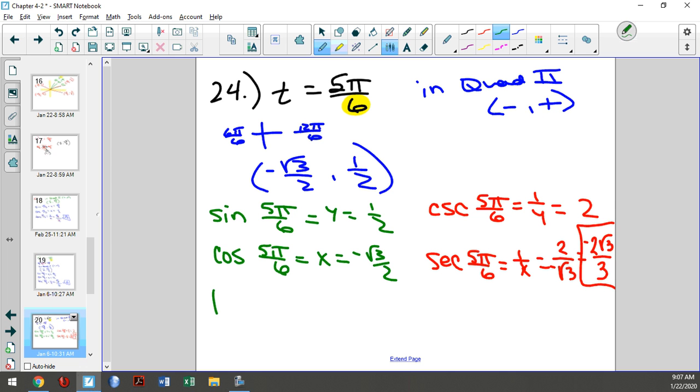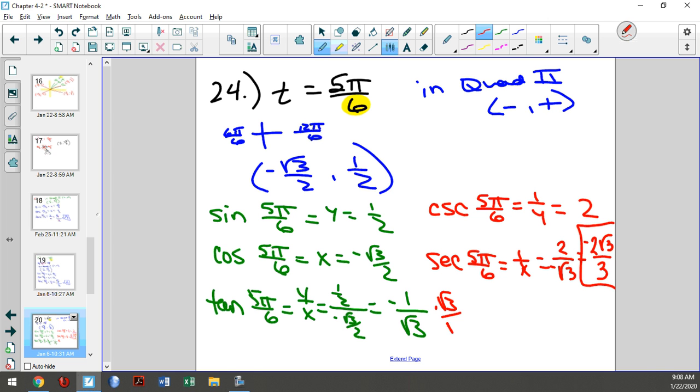Now I have to find the tangent of 5 pi over 6. That's going to be y over x, so that's going to be 1/2 divided by negative square root of 3 over 2. What is that going to give me? Negative 1 over the square root of 3. Do I like that? Now I have to rationalize that. So I'm going to multiply by the square root of 3 over the square root of 3 to give you negative square root of 3 over 3.